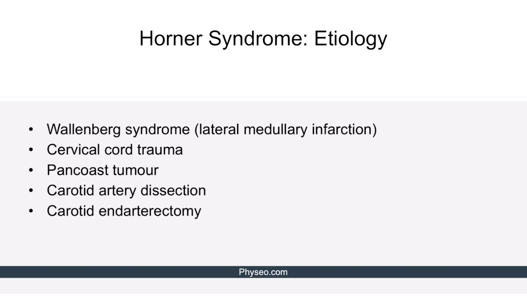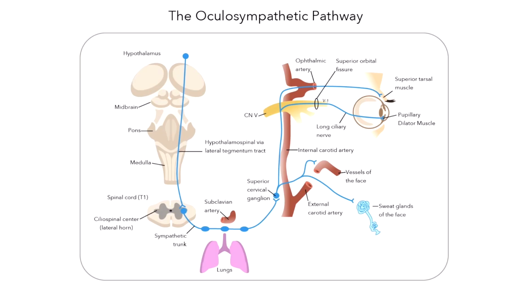There are many etiologies of Horner syndrome. However, the highly important ones are Wallenberg syndrome or lateral medullary infarction, cervical cord trauma, Pancoast tumor, carotid artery dissection, and carotid endarterectomy. Here's an illustration showing the oculosympathetic pathway. It consists of 3 neurons.